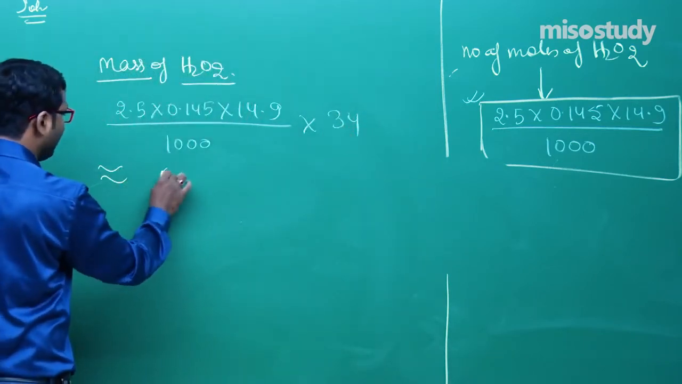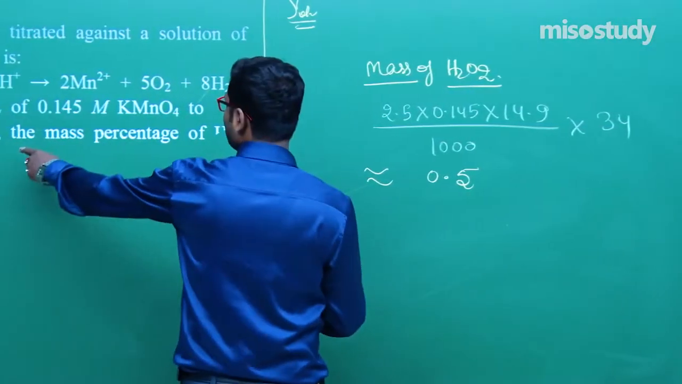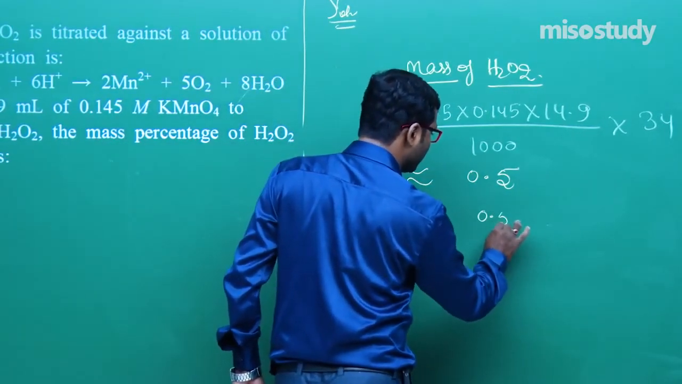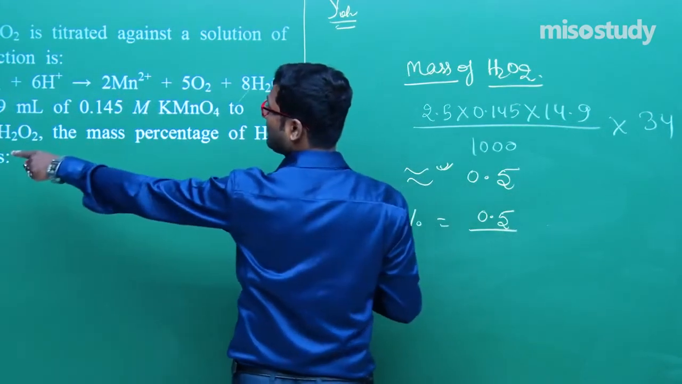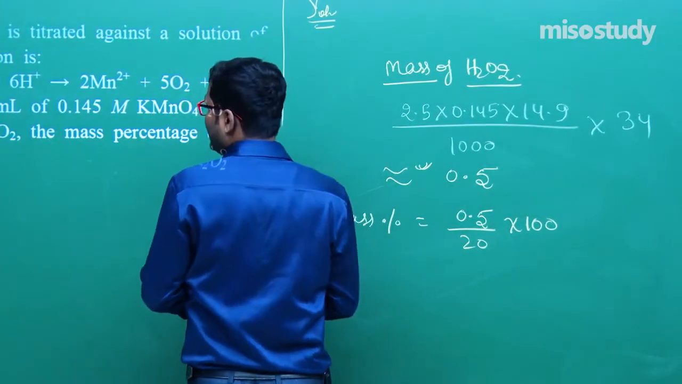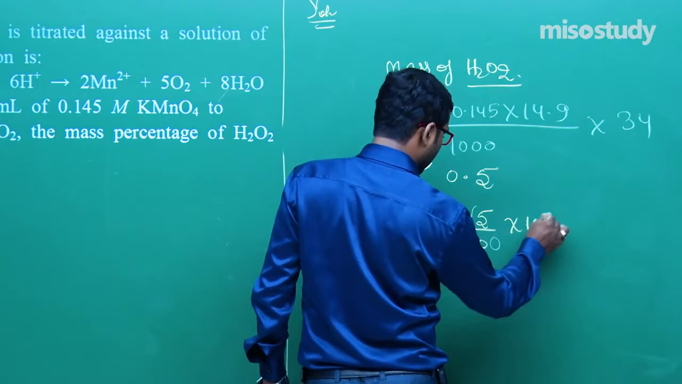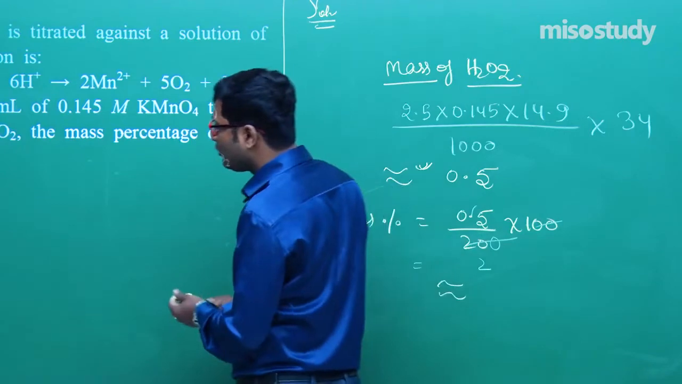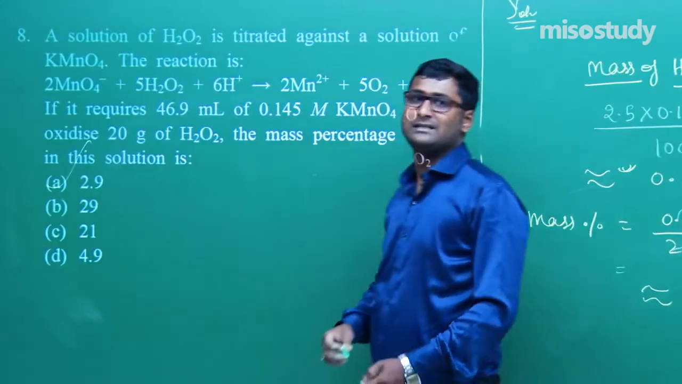After solving, we get a value of around 0.5. So what is given? The mass percentage. Now we can easily solve. Mass percentage is equal to the given mass upon the calculated mass, and what is the mass given? 20, multiplied by 100. Clear to you? That will give you around 2.5, which is close to the value 2.9. So for this question, A is the correct option.